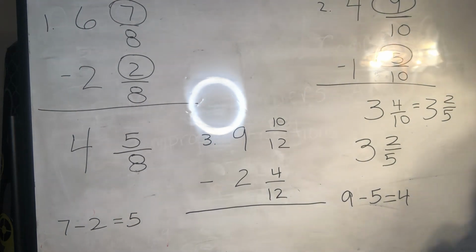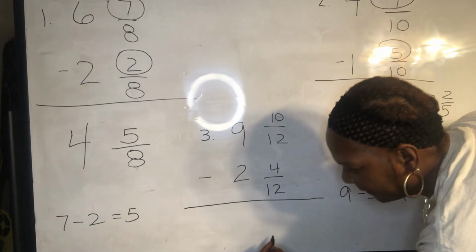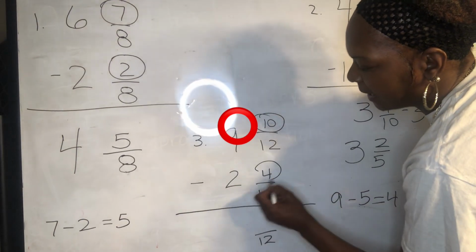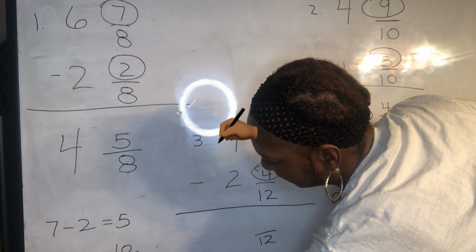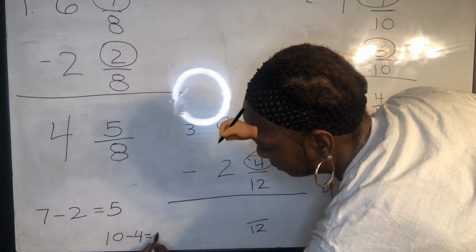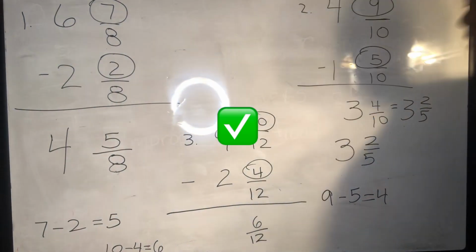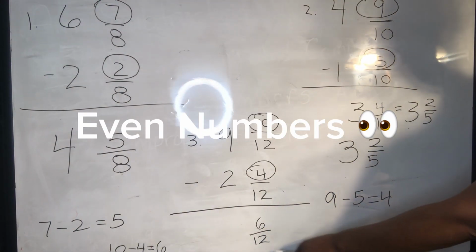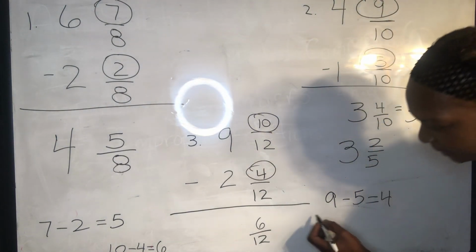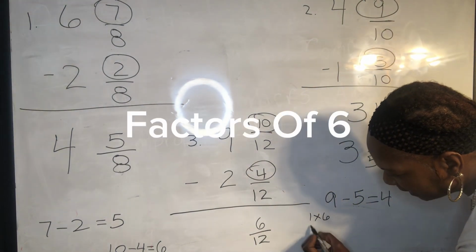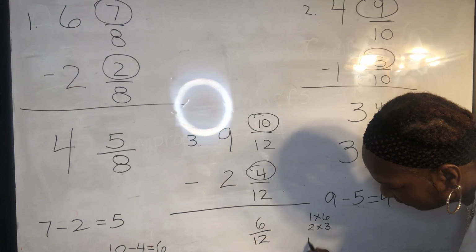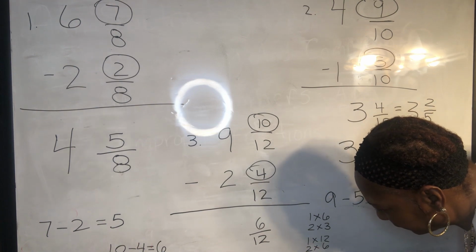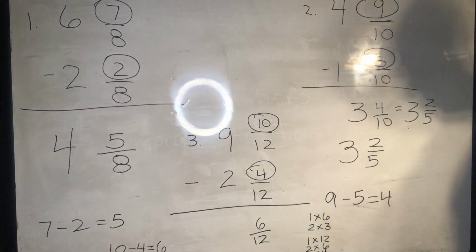Alright guys, so we're just going to go right in. I'm sure everyone by this time knows that our denominator is the 12, that we circled our numerator that gave us a 10 take away 4 equals 6. We put our 6 over here, but we should also realize that 6 is even, 2 is even. So if you didn't know, 1 times 6 and 2 times 3, 1 times 12, 2 times 6, and 3 times 4 is how we get 12.